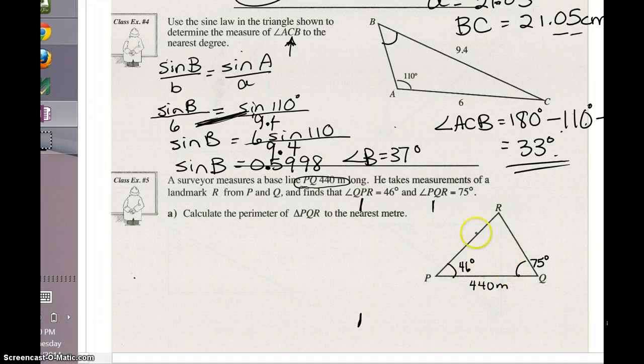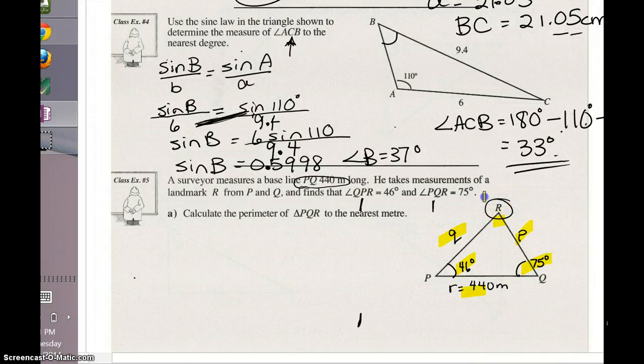Now let's identify all the sides. That capital R means this little side over here is a little r. This Q is going to look like this, and the P opposite will be a lowercase p. That's really helpful. Now, I have 2 of 3 angles. I won't be able to use the sine law yet because I don't have a corresponding angle and side. I have a 46, but I don't have a side that matches. I have a 75, but I don't have a side that matches. I have a side, but no angle, so I can't do that.